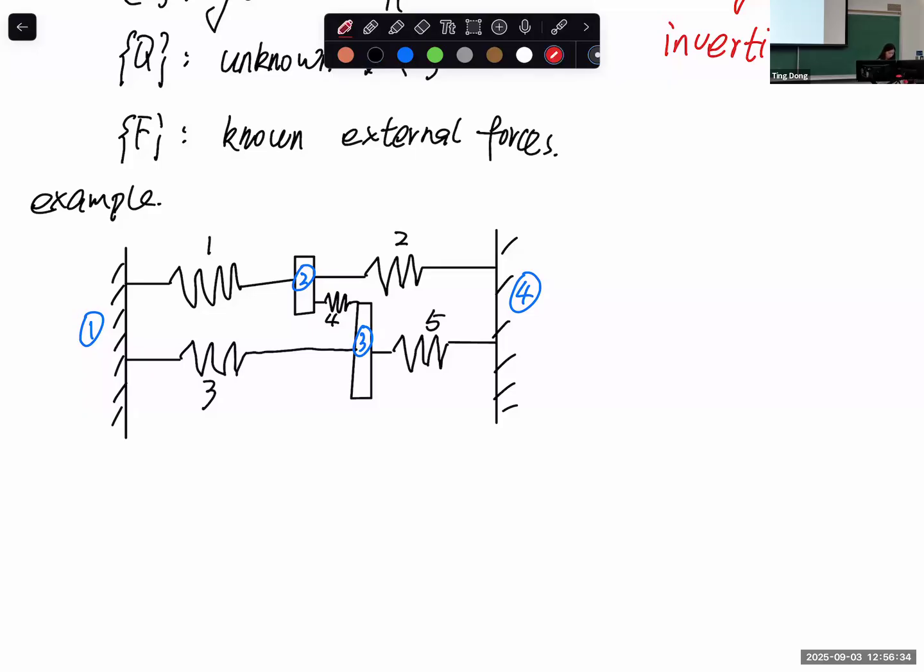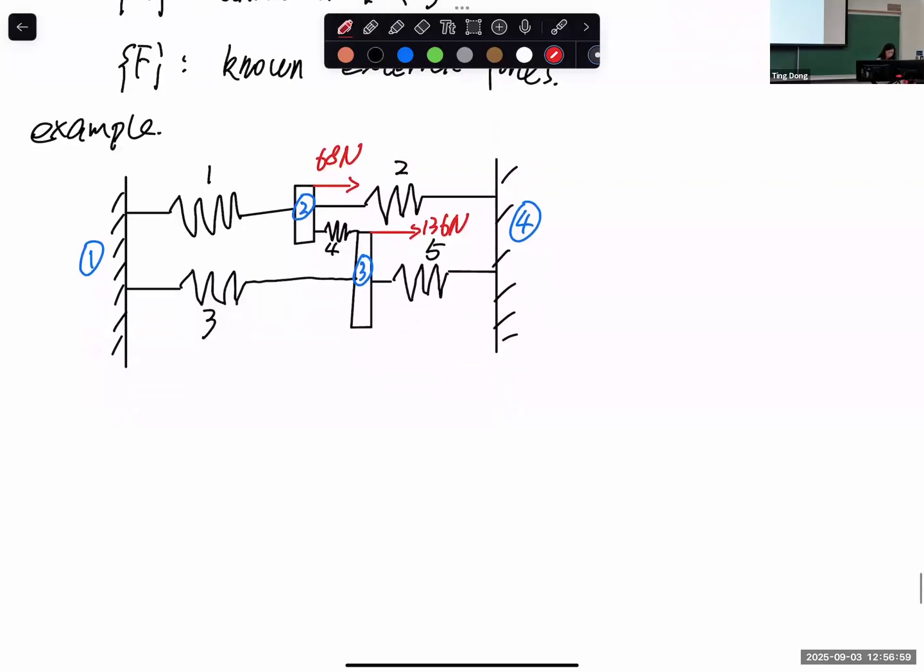And the force applied on node 2 is in the positive x direction, with 68 Newton. And the force applied to node 3 is 136. To simplify our calculation, I put K for element 1 equal to 1, element 2 equal to 2.